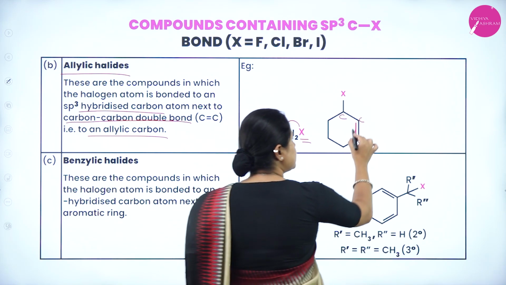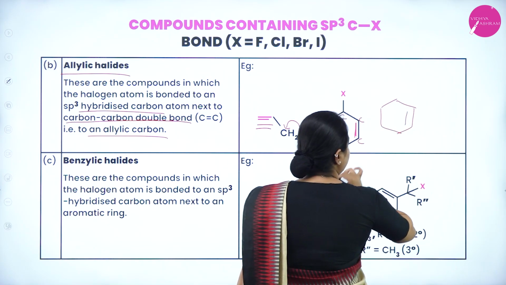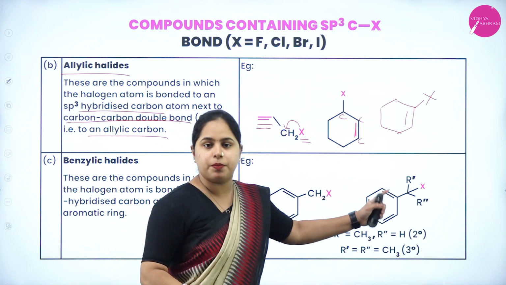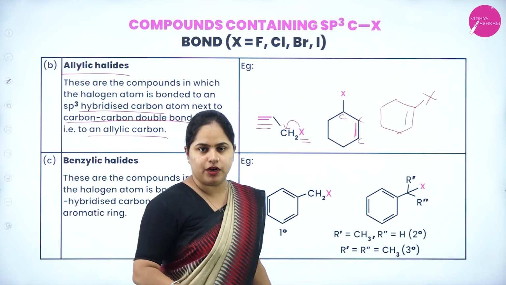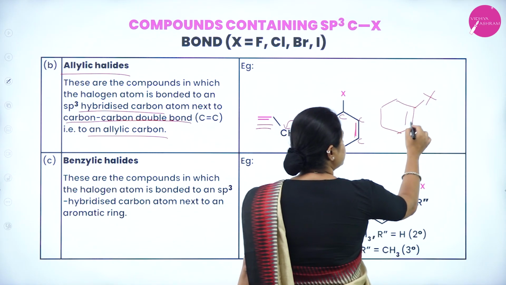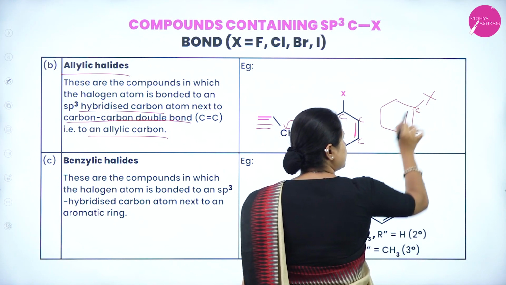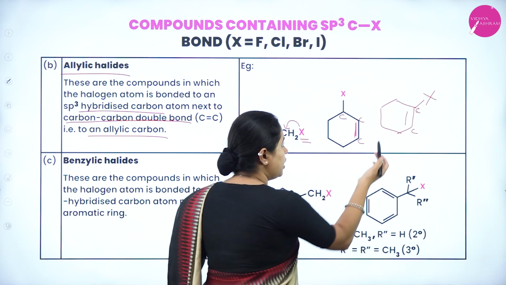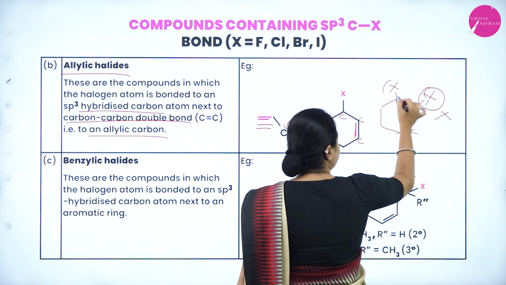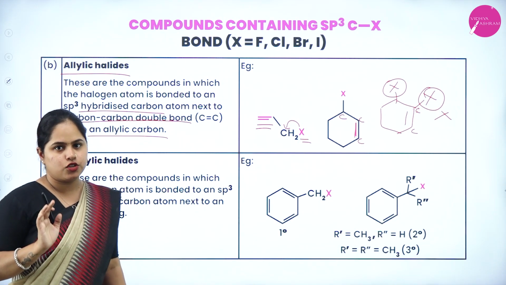So that means if, for example, the double bond is here and the halogen atom is attached here, that doesn't become an allylic carbon or allylic halide. Why is that not an allylic halide? See, the double bond is present in this carbon and this carbon. So if the halogen is attached to this carbon, that is not allylic. The halogen should be present on the adjacent one, here, not here. Then it becomes an allylic carbon and allylic halide. I hope it is clear.